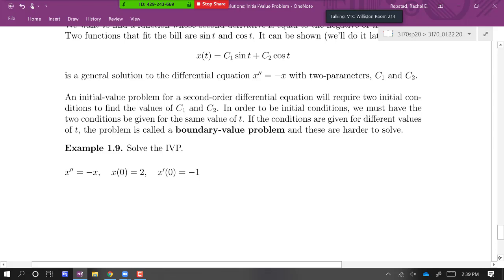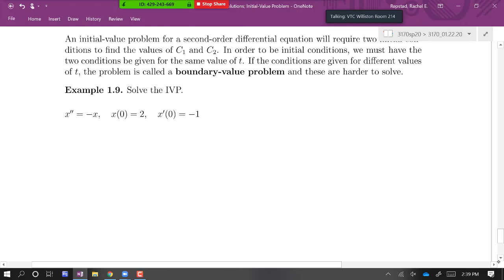To be an initial value problem, it's got to be the same point. It's not crucial that that point happened to be 0, but it has to be the same value of t. Otherwise, it's called a boundary value problem. Like if I knew x at t equals 0 and x prime at t equals 1, that would be called a boundary value problem. And generally, those are a little bit harder to solve. So let's solve this initial value problem.